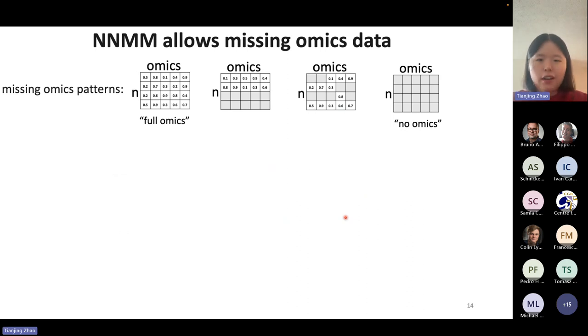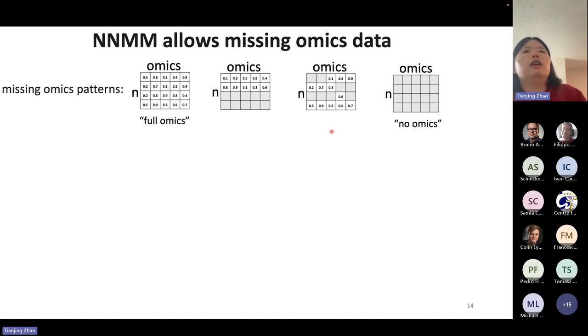And here is another, actually I would say very attractive property of NMM, that NMM allows different types of missing omics data, like missing data in the middle. Here, if all the individuals have all omics data measured, the data will look like this one. But let's say in my population, only some individuals have all omics data, and other individuals do not have omics data, then our omics data will look like this one, because those are missing for some individuals.